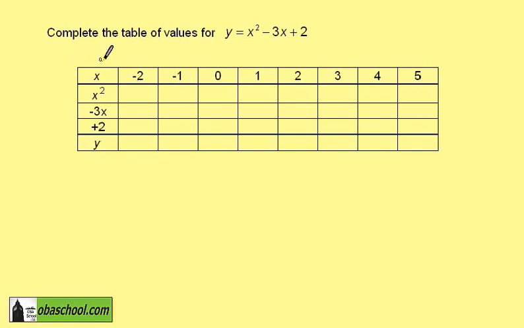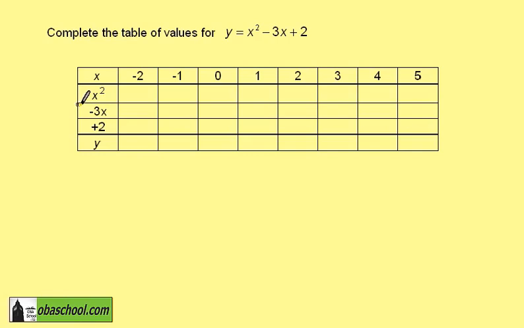We're going to complete the table of values below for y equals x squared minus 3x plus 2. One way of doing this is to create a table like this, where we split the equation into its constituent parts. Once we've worked out each of these values, we just need to add them to find y.